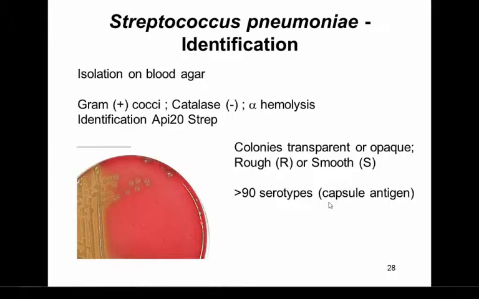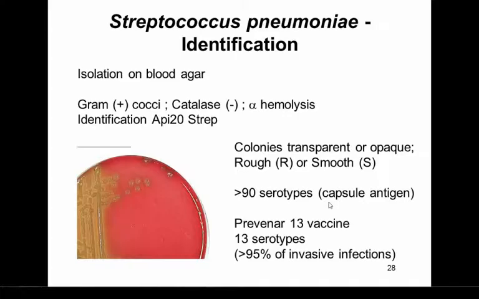How can we use this to produce a vaccine, because we can't put 90 different antigens into the vaccine? It's just too much. Well, fortunately, the invasive bacteria are not evenly distributed over these 90 different serotypes. So if you take the capsule antigen from the 13 serotypes that are most prevalent in invasive infections, then you get a vaccine. These 13 serotypes are responsible for more than 95% of invasive infections, and this is what's used in the Prevnar 13 vaccine.